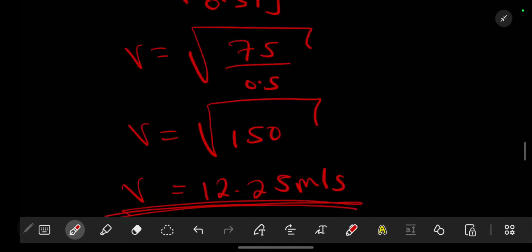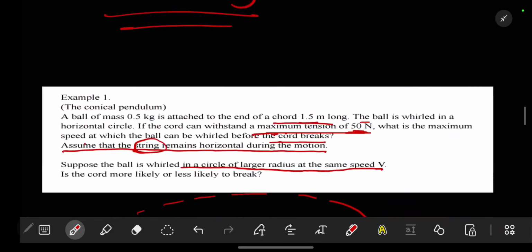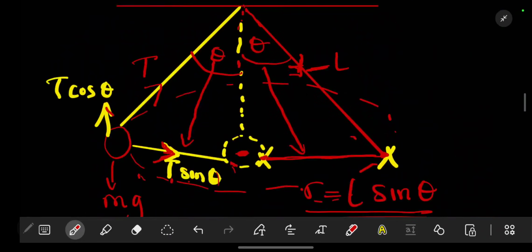So now let's move on to our next question, where we have to use the knowledge that we discussed here.